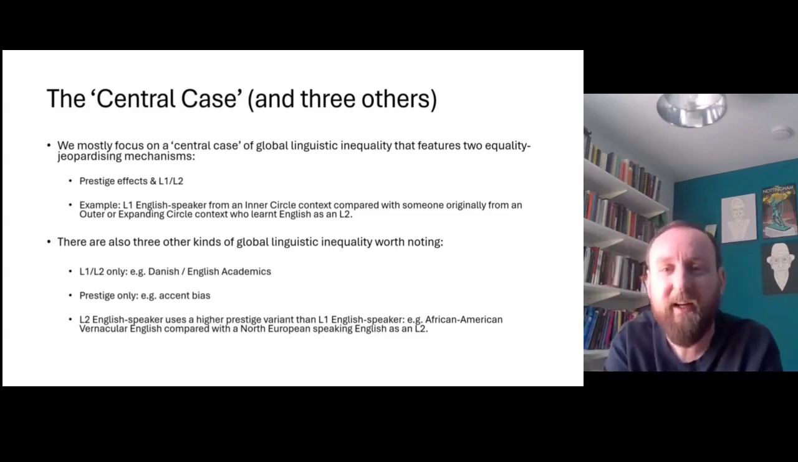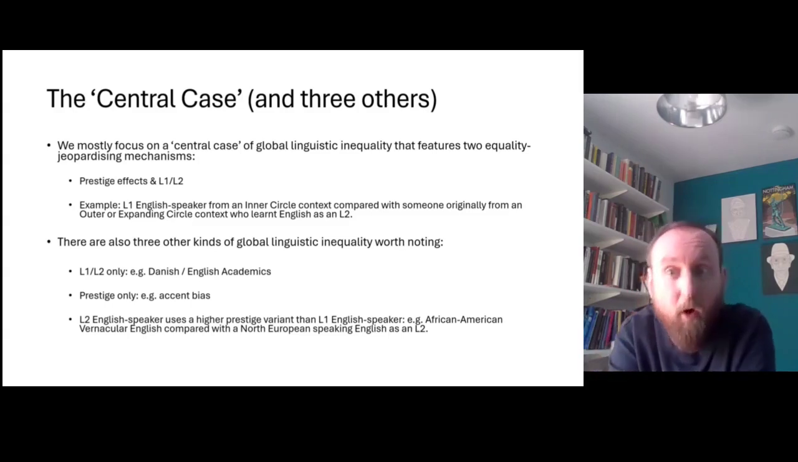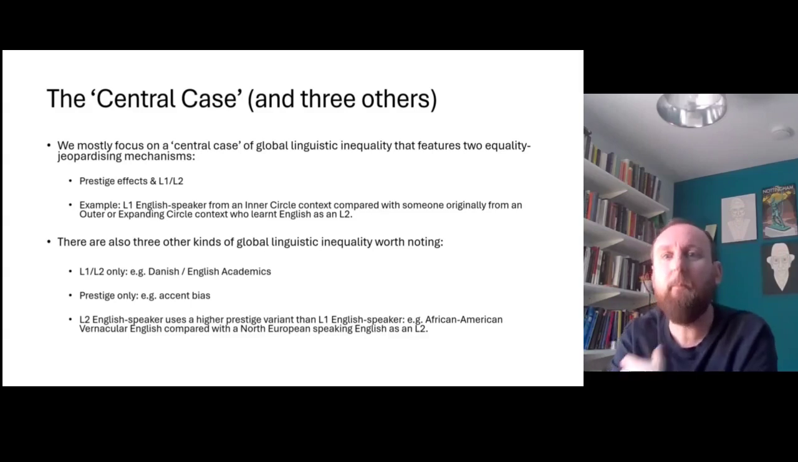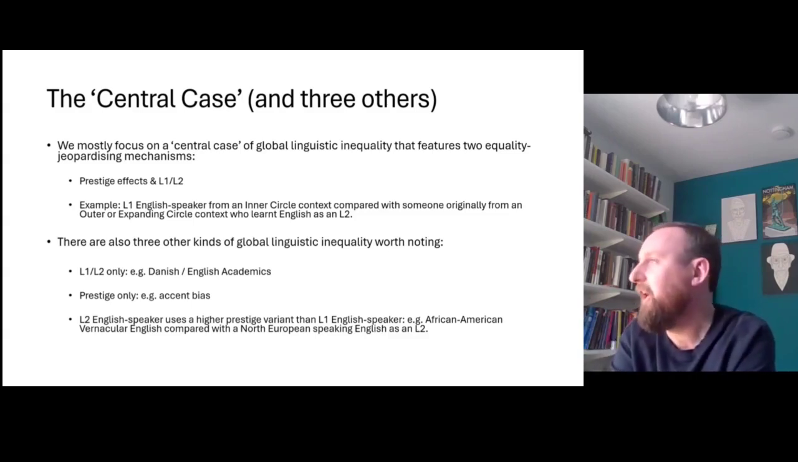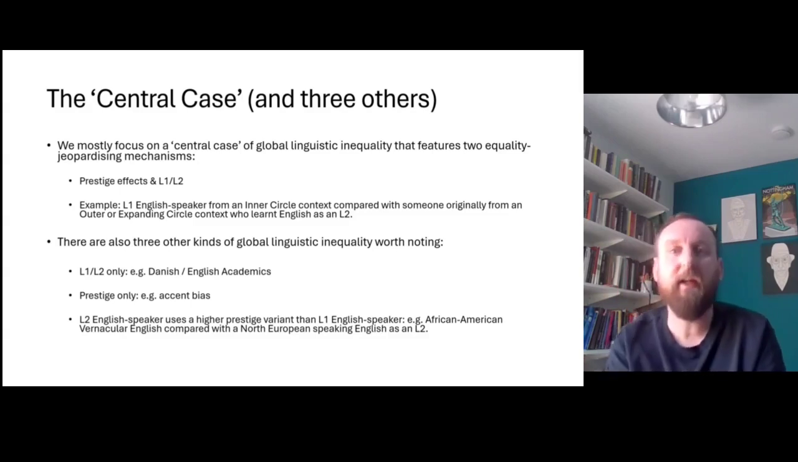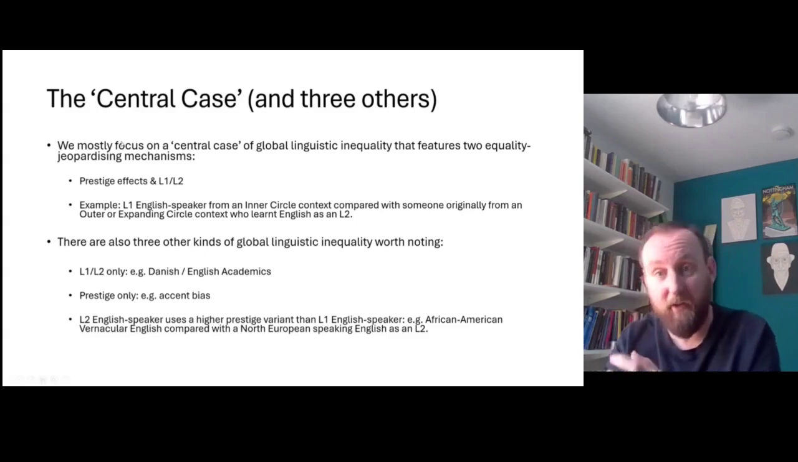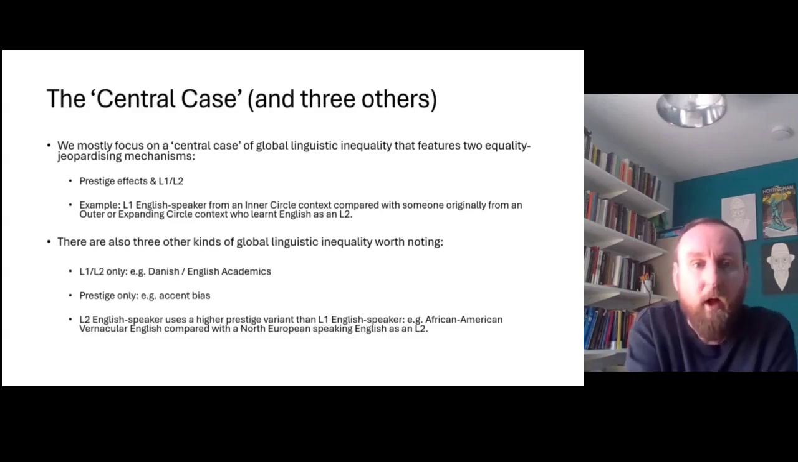So for example, someone speaking African-American vernacular English as an L1, as their first language, compared with a North European who, let's say, has attended an international school and has a very professional-sounding or standardized variety of English, right? So the two mechanisms in that case are working in different directions.